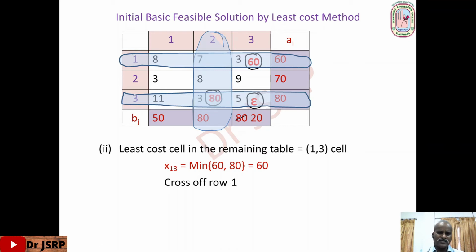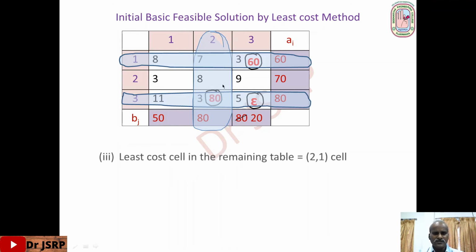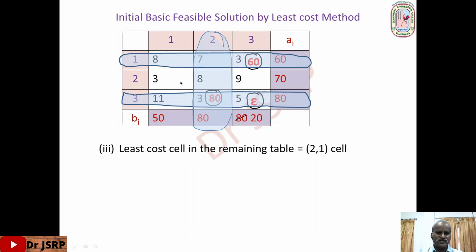Okay, right. Now the resulting table is this. Only 2 cells. Among these 2 cells, least cost cell in the remaining table is this one. Only one. 2 1 cell. So x21 equal minimum of available 70, requirement 50. That is 50. So here write 50 and circle it. Right. Observe here. So column constraint is satisfied. At the first column, total required amount 50 units. The whole required amount is obtained from second origin. Okay. So cross off column 1 and circle it.